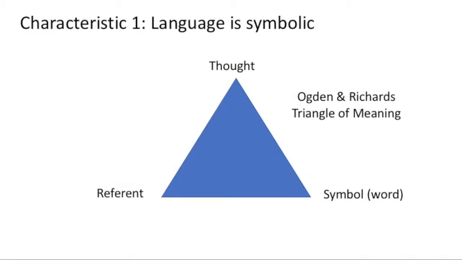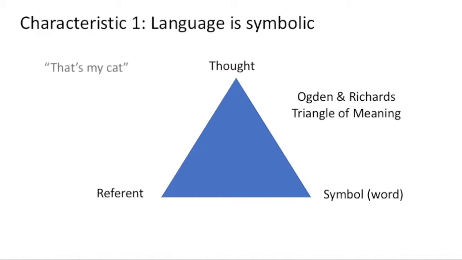This textbook chapter introduces the Ogden and Richards triangle of meaning model to try to help explain the relationship between a word, which is the symbol, the referent, the thing it describes, and the meaning, the thought or thoughts that are associated with the word and the thing.